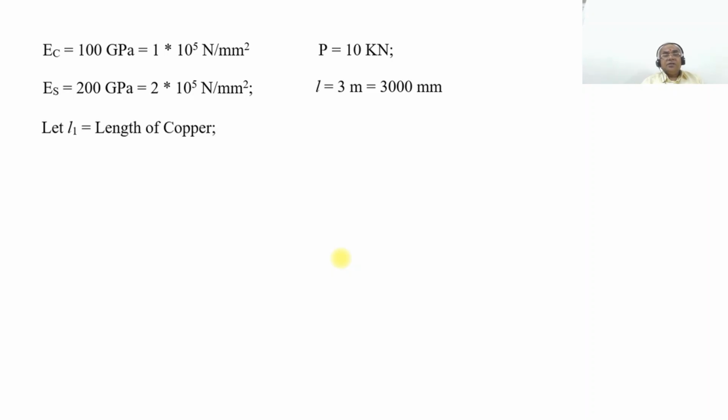So here, first EC is equal to 100 GPa, that is 1 into 10 to the power of 5 Newton per mm square. ES is 200 GPa, which is 2 into 10 to the power of 5 Newton per mm square. Total load applied P will be equal to 10 kilonewton, and length of the steel and the copper bar will be 3 meters, which is 3000 mm. So let L1 be the length of the copper and L2 be the length of steel. Therefore, length of steel bar will be equal to 3000 minus L1.